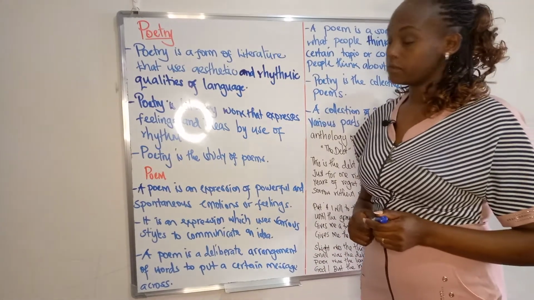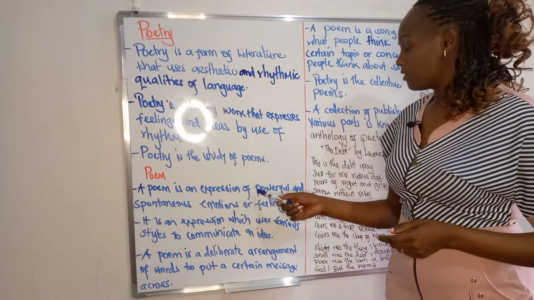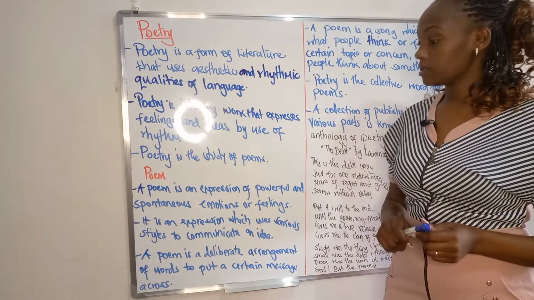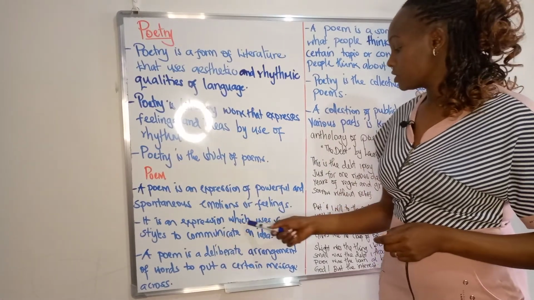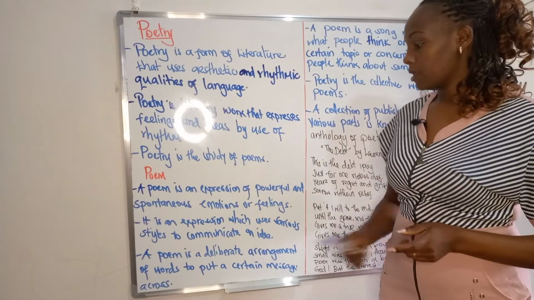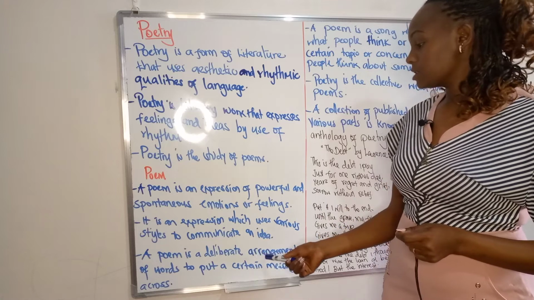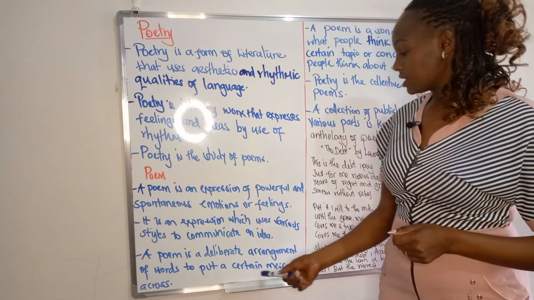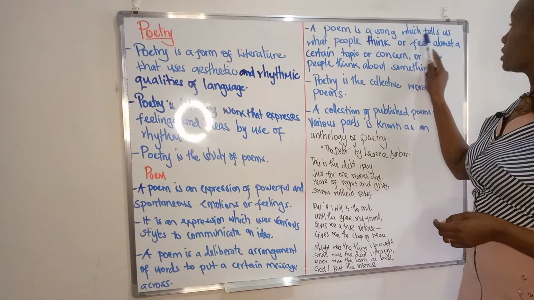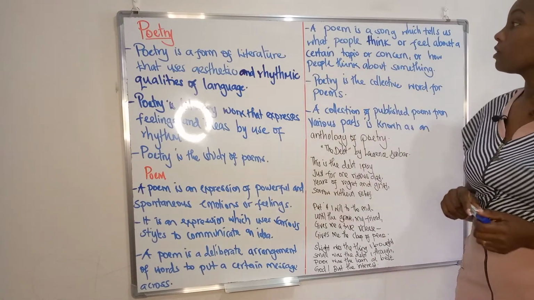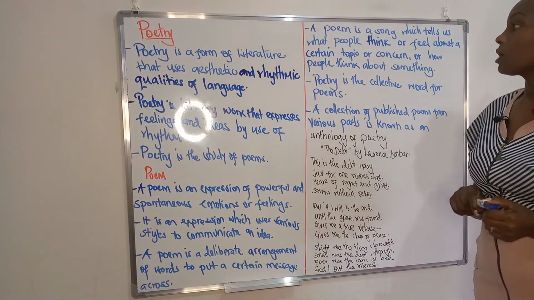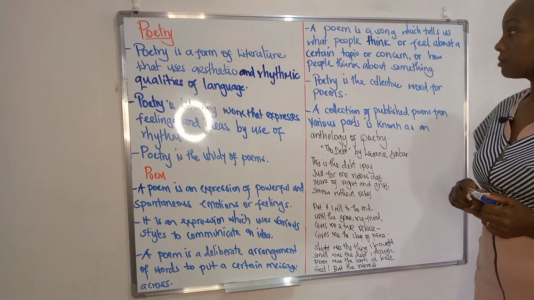Now, what are poems? A poem is an expression of powerful and spontaneous emotions or feelings. It is an expression which uses various styles to communicate an idea. A poem is a deliberate arrangement of words to put a certain message across. Now, a poem is a song which tells us what people think or what people feel about a certain topic or concern, or how people think about something.